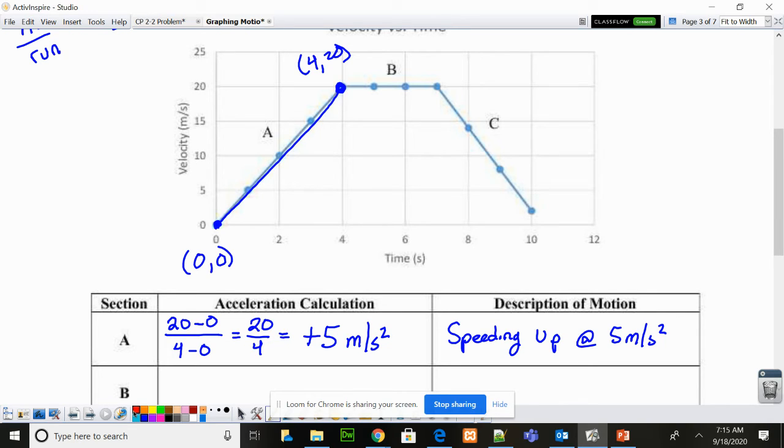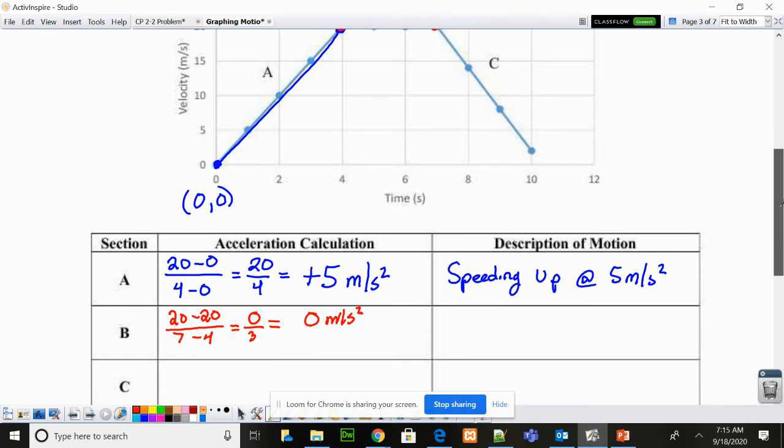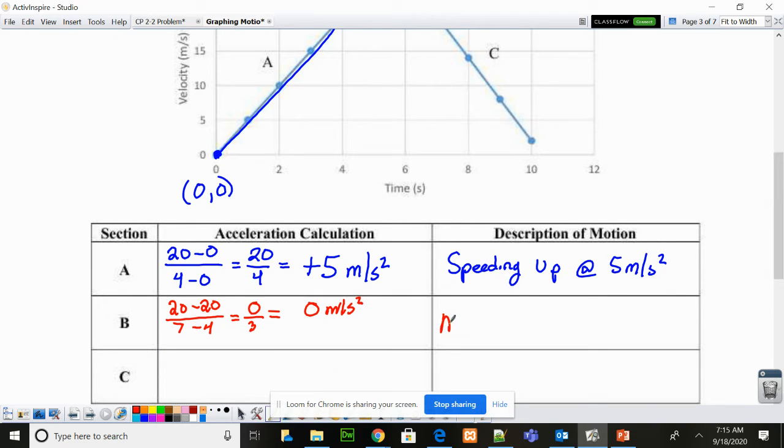Then in the next section, portion B, keep my first point, and now I'm going to be at 7 over 7, up 20. So 20 minus 20 divided by 7 minus 4. 0 over 3, 0 divided by anything is 0 meters per second squared. So if I have an acceleration of 0 meters per second squared, that means I'm not accelerating, or I'm moving at a constant velocity.